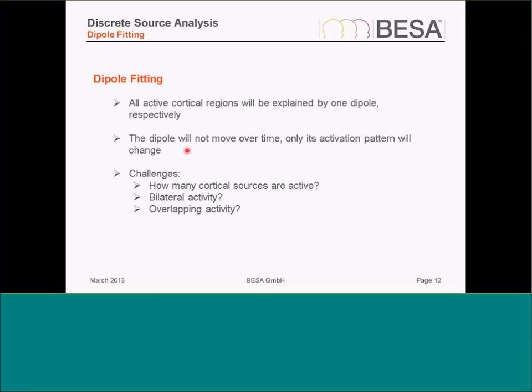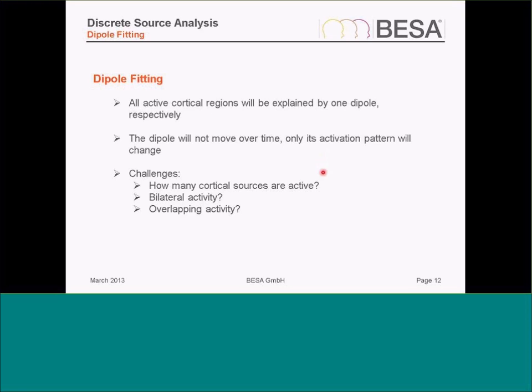This dipole in our spatio-temporal model, which was proposed by Michael Scherg and others, will not move over time, but its activation pattern can change. So a dipole can also be silent. It can have no activation at some point in time and then become active later.